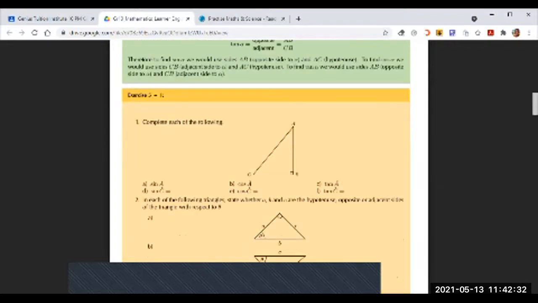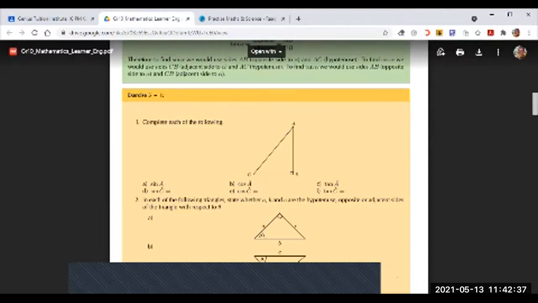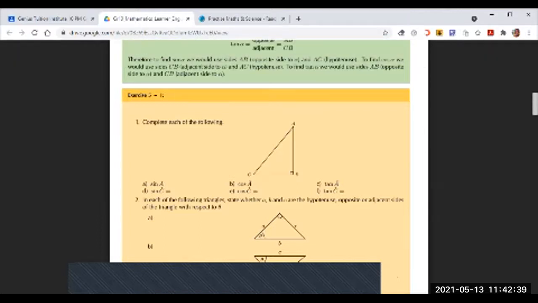We are now given this. It says complete this. We are given the diagram, and I'm going to draw it and then reflect it on the worksheet. Yes, this is C, and this is B, and that is A. And then the question says, complete the following.